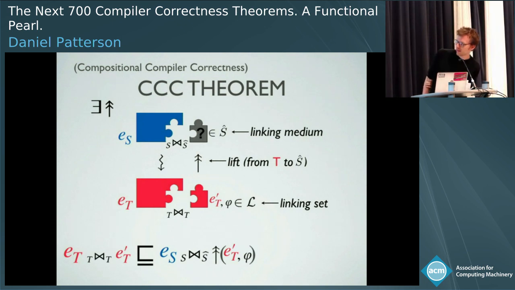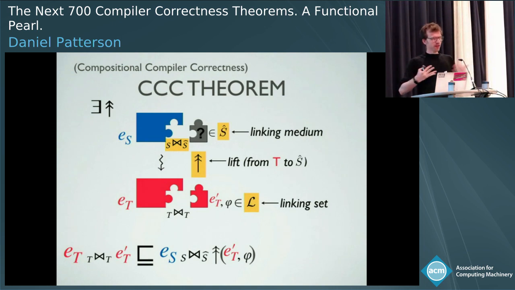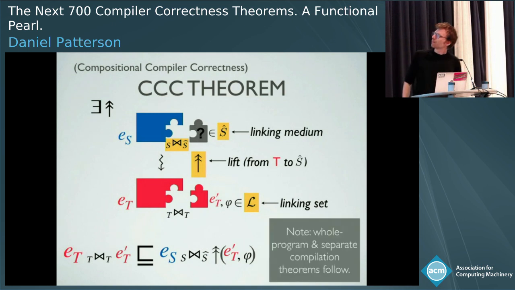Assuming you have that, the refinement, the actual correctness statement for the theorem, is, as we would hope, that ET linked with ET prime refines ES linked with this lifted ET prime. So the way to use this is to provide us an answer for what the linking set is, what the linking medium is, what the lift function is, and how we link. Just as a note, whole program compilation and separate compilation follow as consequences. We would expect this. This is supposed to be a stronger statement. If this weren't true, there'd be something wrong.